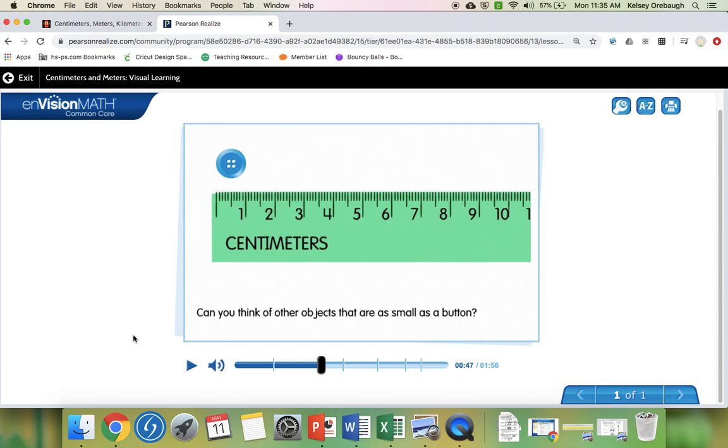Maybe you're thinking of your fingernail, the length of your fingernail. That may be as small as a button. Maybe you're thinking of the tip of your pencil. Maybe that's as small as a button. A staple is about as small as a button.